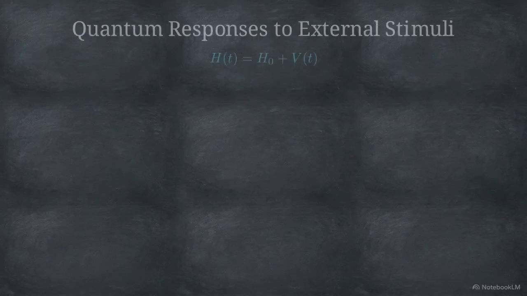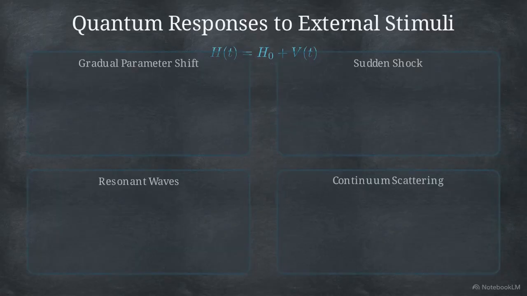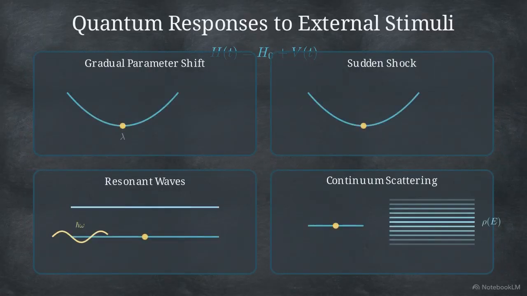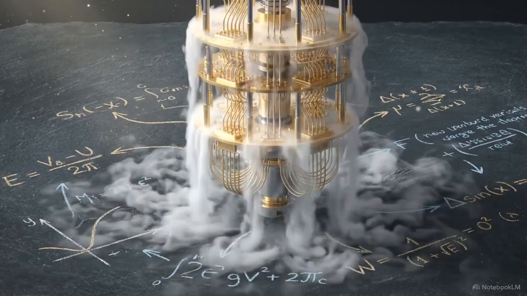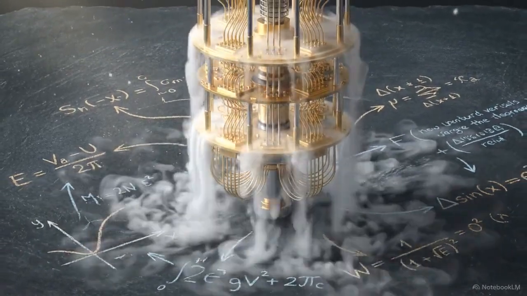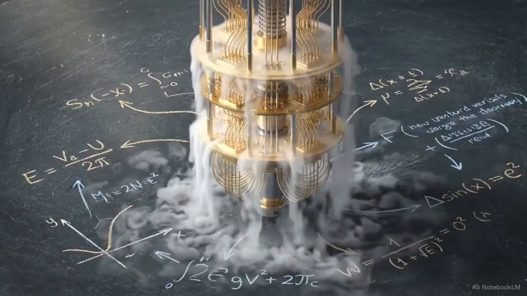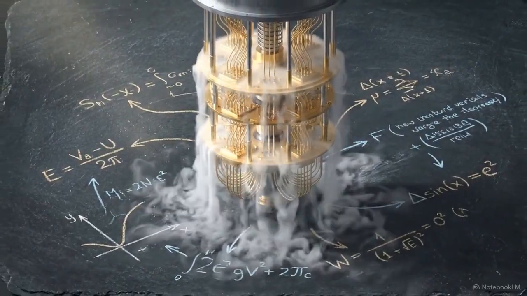Different types of external stimuli require specific mathematical frameworks to predict the resulting quantum response. We analyze how systems behave when a parameter shifts gradually, when they encounter a sudden shock, when driven by resonant waves, or when scattering into a continuum. Understanding these dynamic frameworks is what allows us to move from theoretical physics to the engineering of functional quantum hardware.